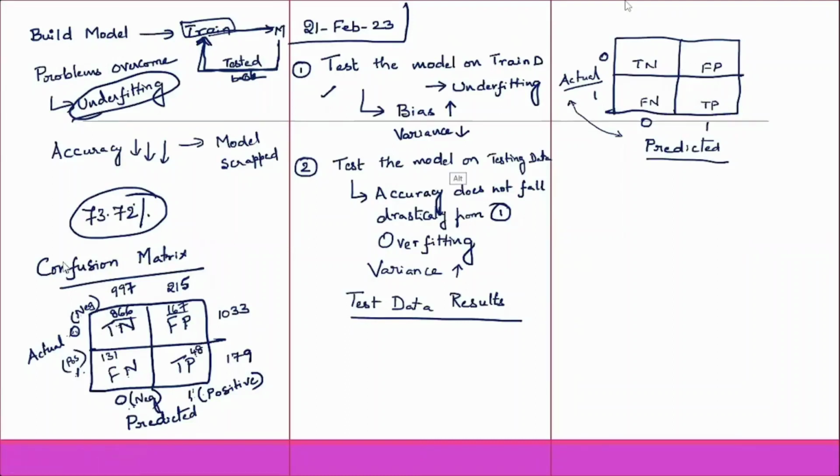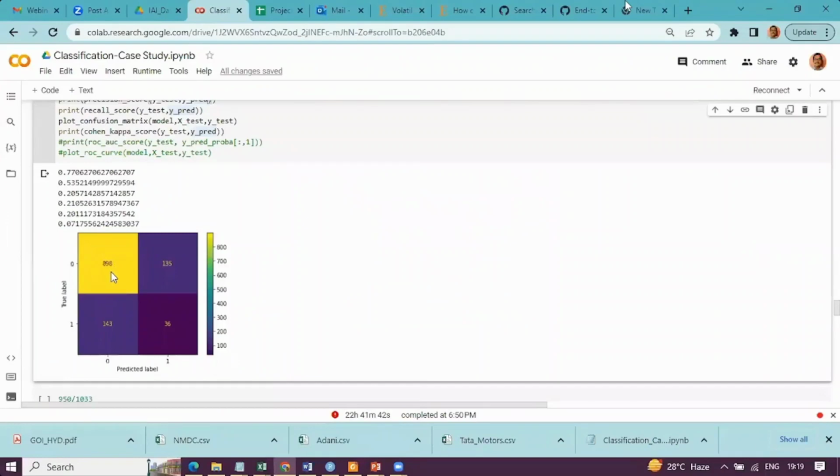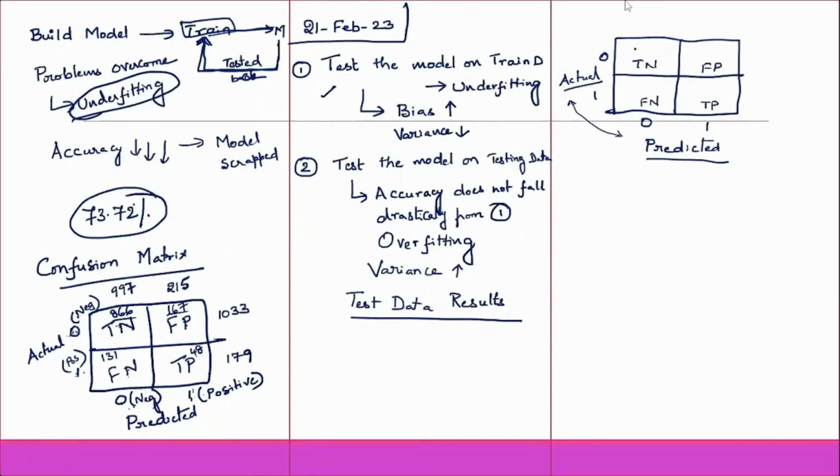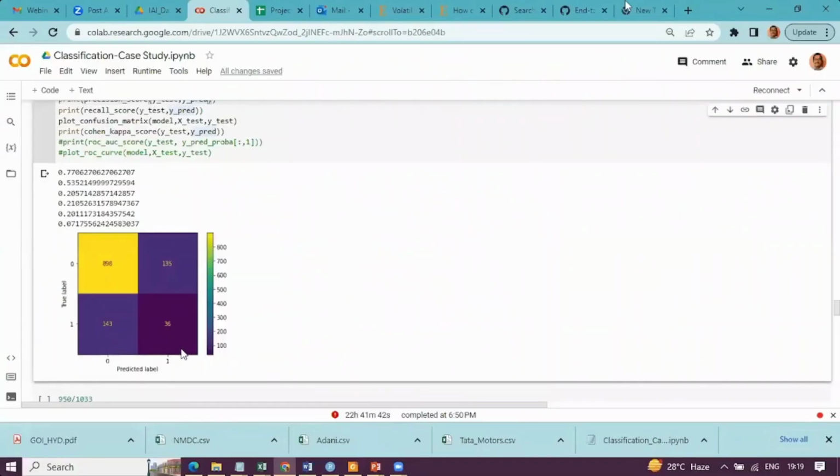So if I look at the numbers, it looks like 898. Then we had a 36 here.